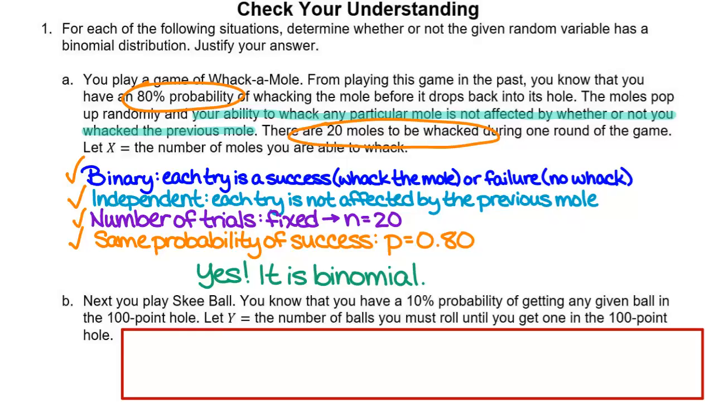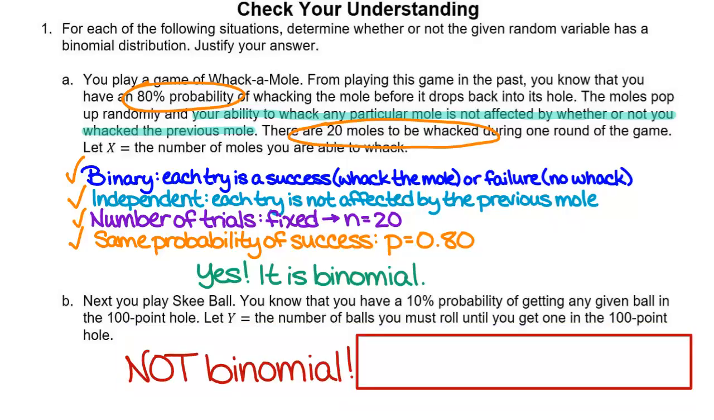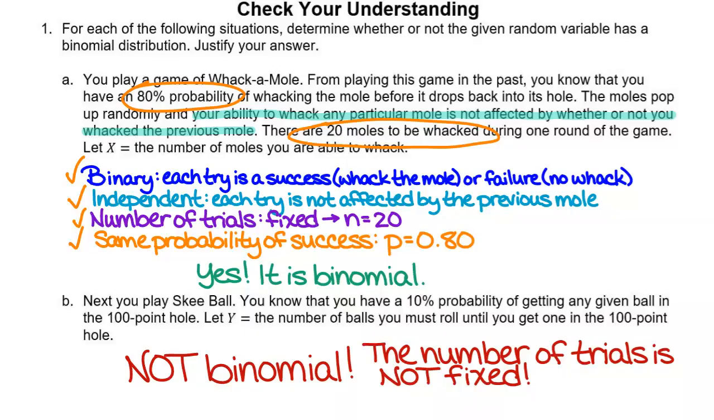Thank you, Georgia. Number of trials is not fixed. We said we're going to go until we get the first one. So we're not going to stop until we get that first one in. You have to know at the beginning exactly how many trials you get in order for it to be binomial. All right, let's go look at number 2 now, and then that'll wrap us up.